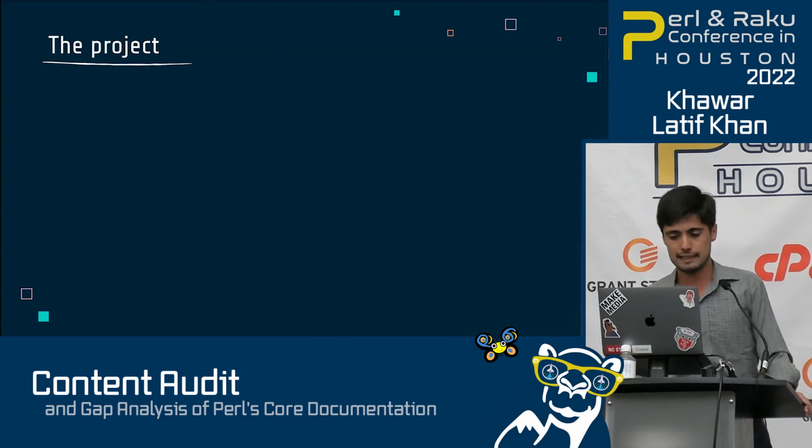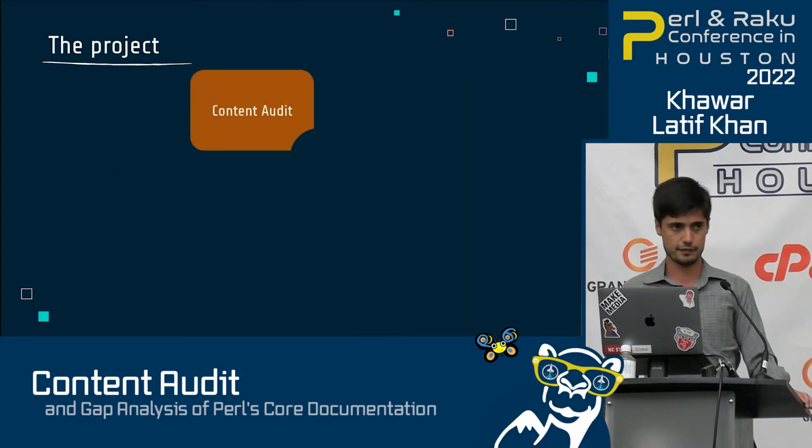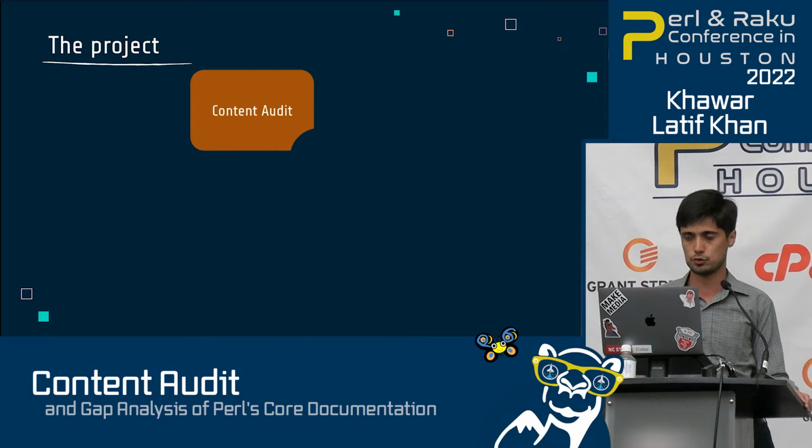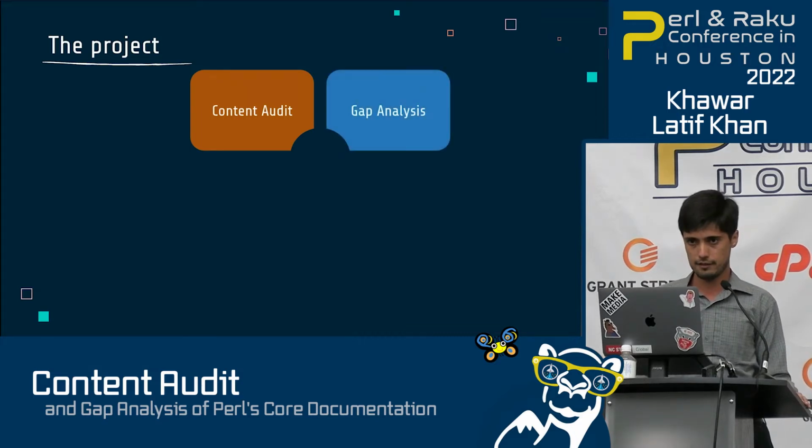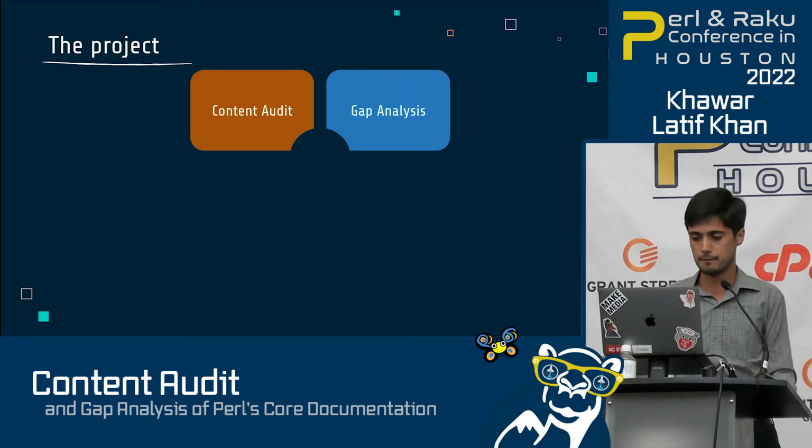The project was divided into 4 stages. The first one was the content audit, which was nothing but an evaluation of all the existing documentation that Perl has online. Then we conducted a gap analysis, where we talked to users who had different levels of expertise with Perl and gathered their feedback: what they think about the documentation, what they struggle with, and where we want the documentation to be in the next few years.